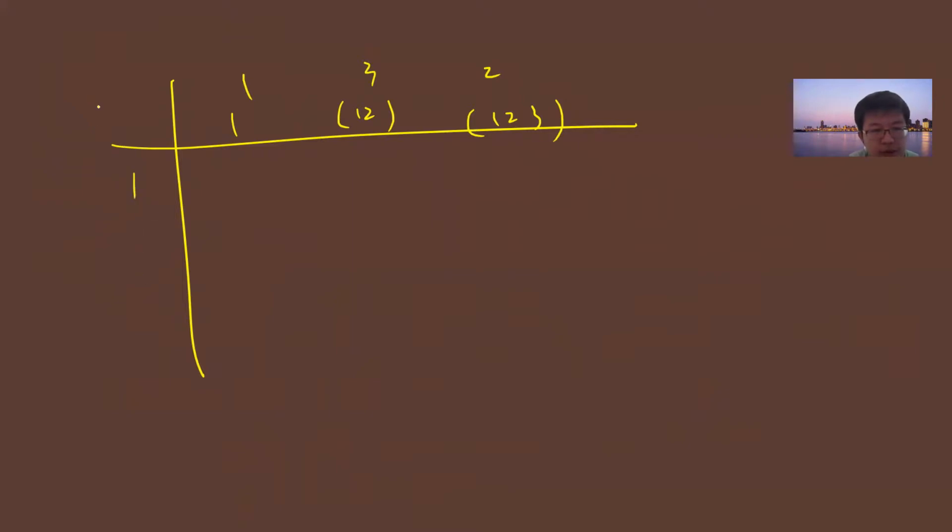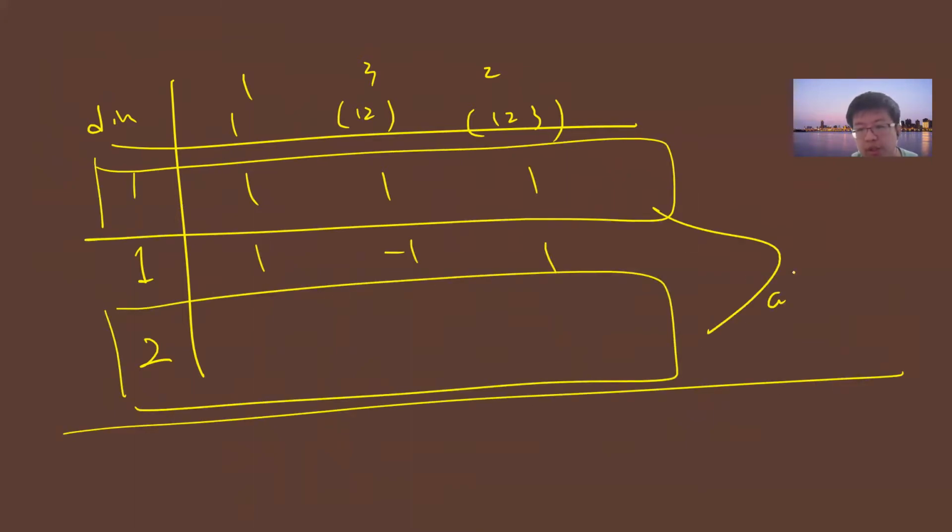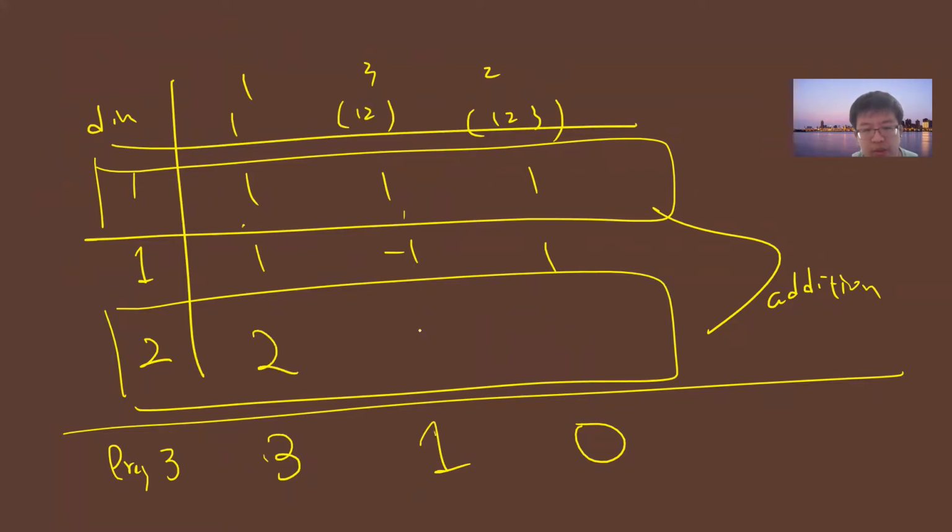So the dimensions are 1, 1, 2. You get 1 1 1, and 1 minus 1 1. So this one and this one, their addition should give you the regular one. The regular one is 3, 1, 0, so 3 minus 1 is 2, 1 minus 1 is 0, 0 minus 1 is minus 1. Okay, so this is the second derivation of the character table of the symmetric group, the permutations of 3 letters.